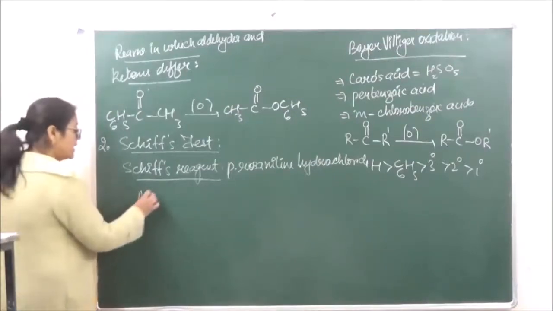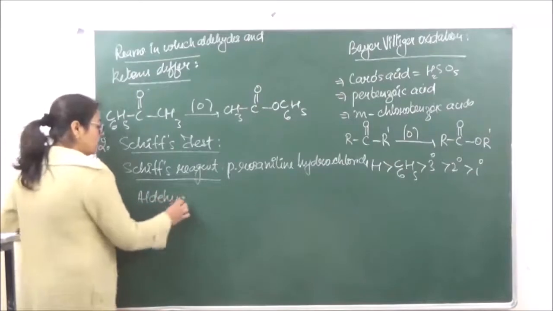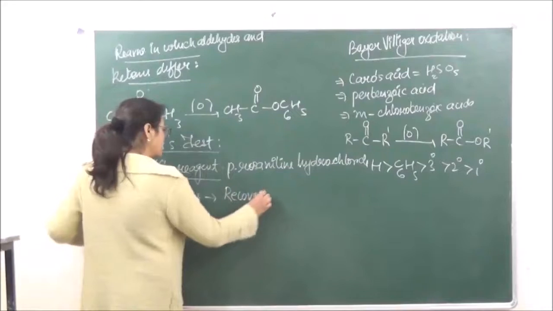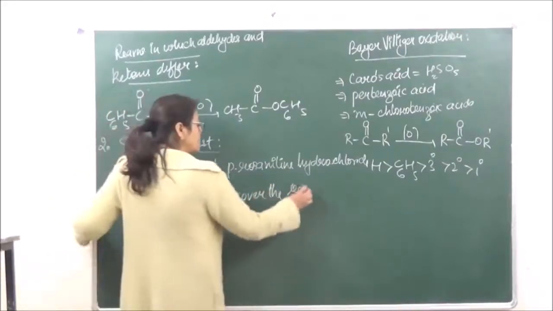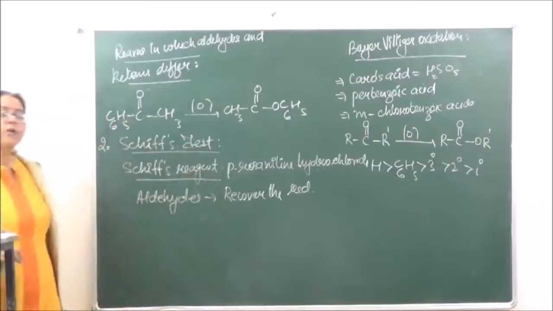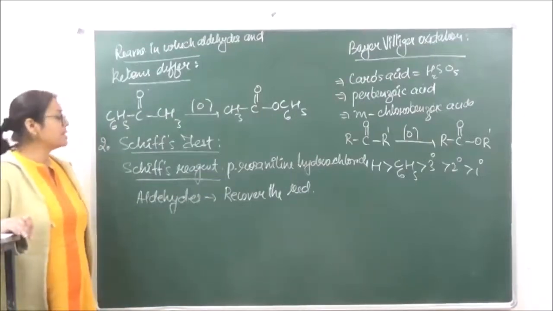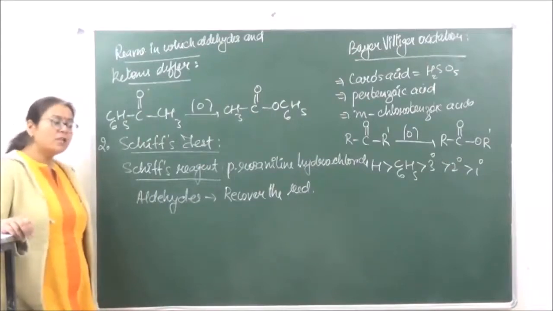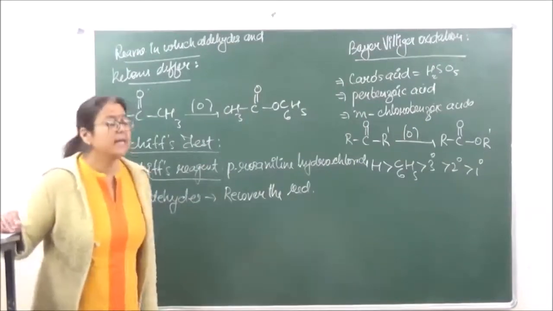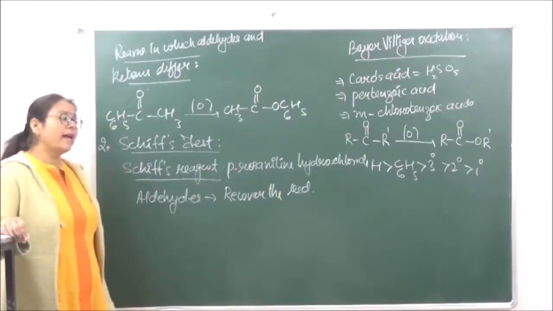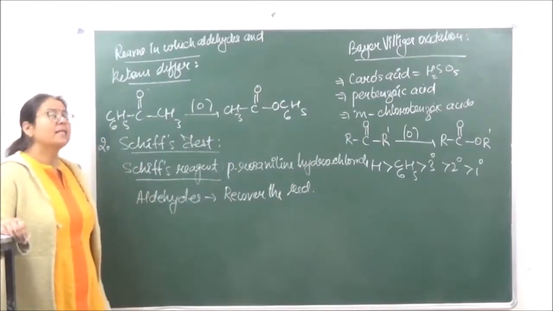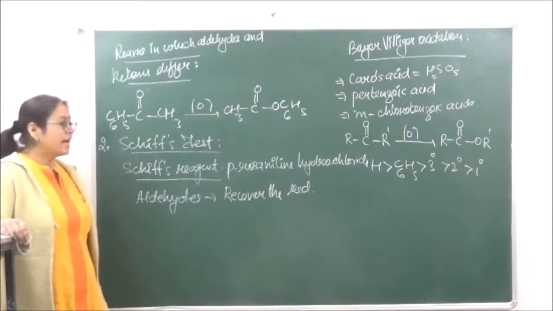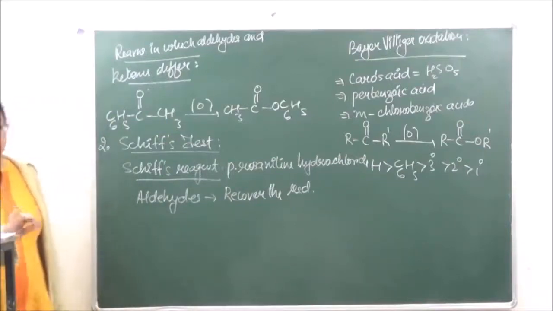So what do these aldehydes do? These aldehydes recover the red color. Ketones are not able to do so. So basically Schiff's reagent is para-rosa-aniline hydrochloride, which is red in color. We discharge the red color by passing sulfur dioxide, and then if we react with aldehydes, the color of Schiff's reagent will again become red. Ketones are not able to give this test, right?